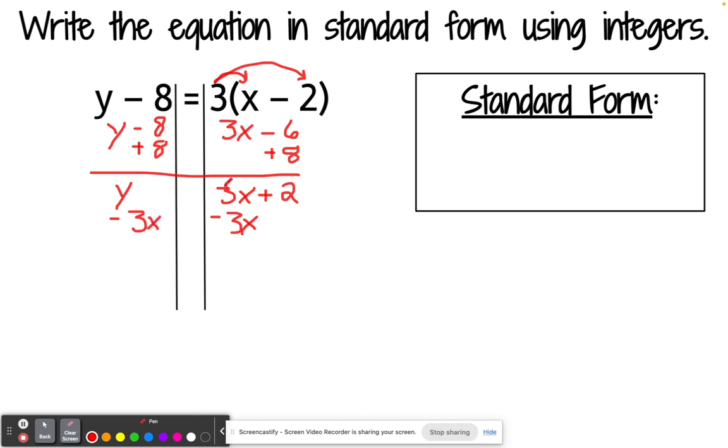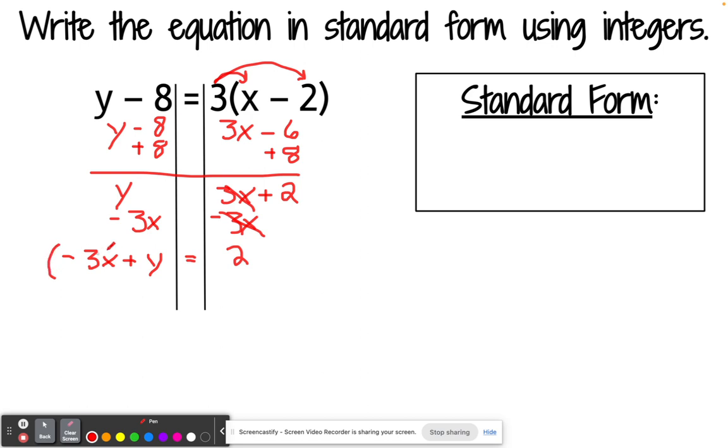Remember, I cannot combine x's and y's. They are not like terms. I'm left with 2 over here. I have negative 3x plus y equals 2. Now this is almost done. You might say it is done. I have ax plus by equals c, except I have a negative coefficient on my x. I don't want a negative x. So how can I get rid of that?